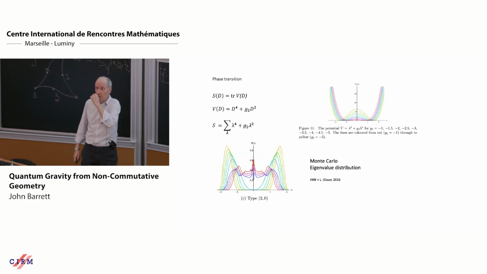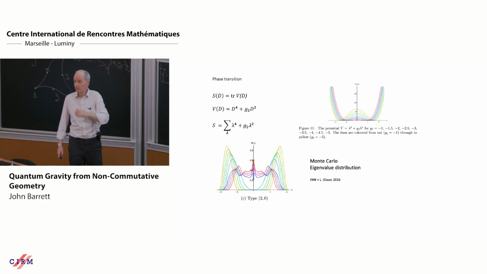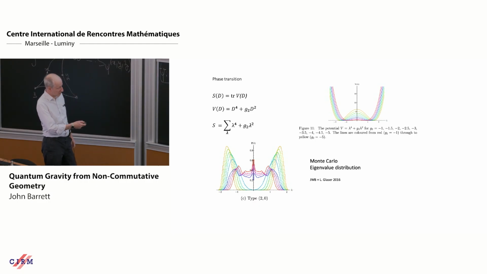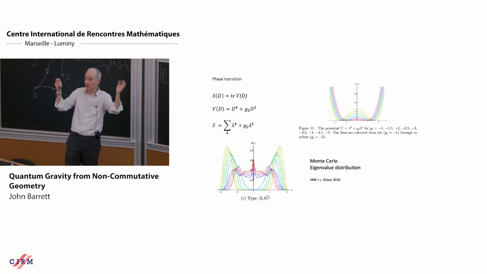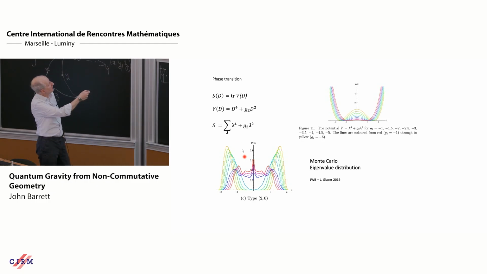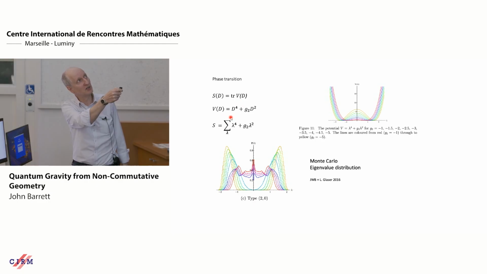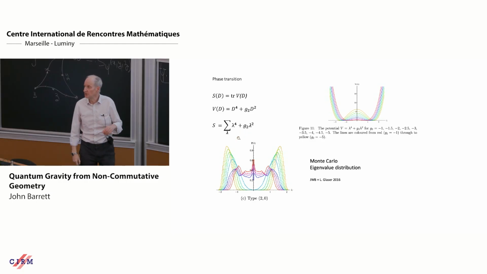So here's an example we computed with a matrix geometry model. This is the type 2-0 matrix geometry model. So remember that it has two anti-commutators with random Hermitian matrices. And we put in, as an action, the trace of a potential, and the potential of the Dirac is D^4 plus some coupling constant, g2 times D^2, which means that the action is just the sum over the eigenvalues of lambda^4 plus g2 lambda^2. And of course, the interesting g2s are the negative ones, because that's like a Higgs potential.